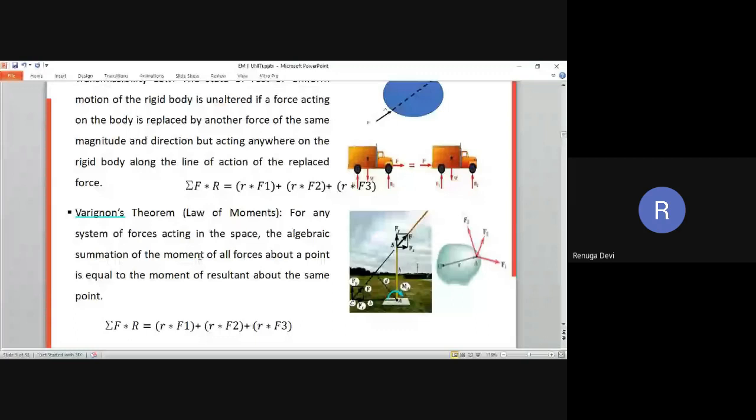For any system of forces acting in space, the algebraic summation of the moments of all the forces about a point is equal to the resultant moment about the same point. So the sum of individual moments is equal to your resultant moment. That is the meaning of this. Moment means force into perpendicular distance. When the perpendicular distance is there, moment will be there. When the perpendicular distance is 0, the moment becomes 0. These things are basic knowledge, and you need to apply them in your dynamics and kinematics, everything.